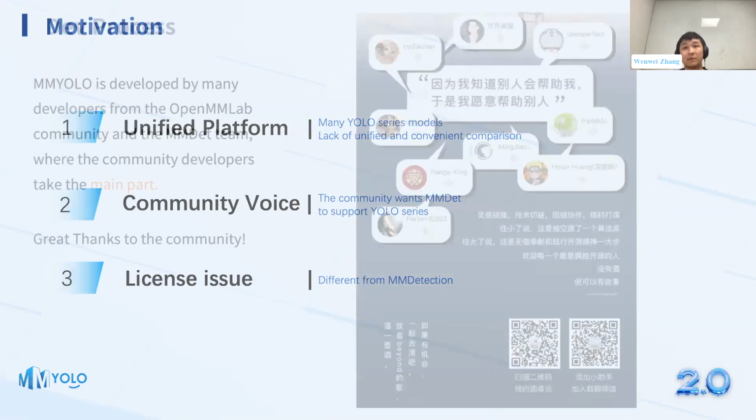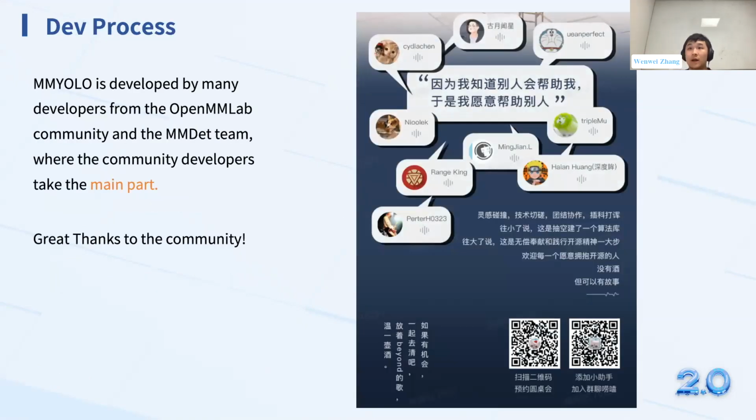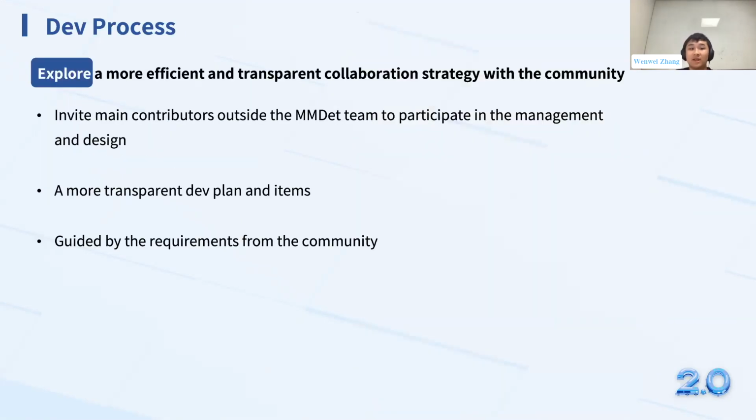So we released MMYOLO. MMYOLO is developed by many developers from the OpenMMLab community and the MMDetection team, where the community developers take the main part of the development. I also want to give great thanks to the community partners, who supported us in releasing the MMYOLO project. In MMYOLO, we want to explore a more efficient and transparent collaboration strategy with the community.